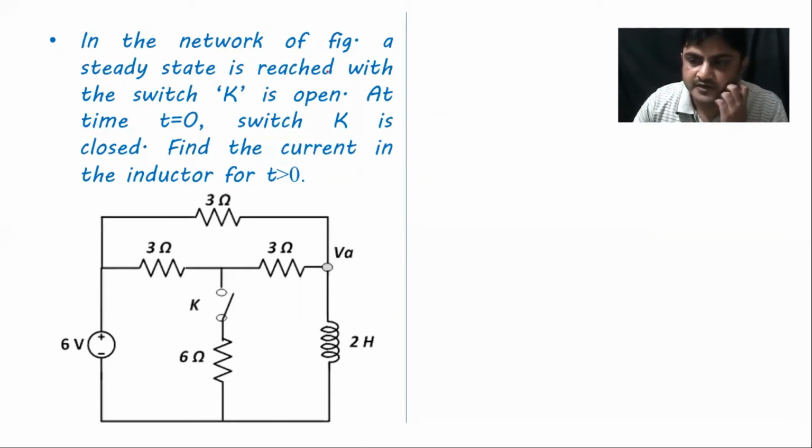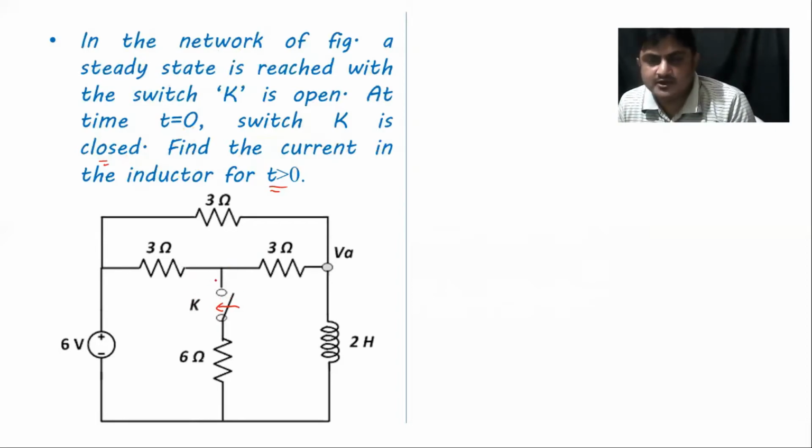In the network of figures, steady state is reached with the switch K open. So it means my switch is open and I have attained the steady state. At time t equal to 0, this switch K is closed. I have to find the current in the inductor for t greater than 0.